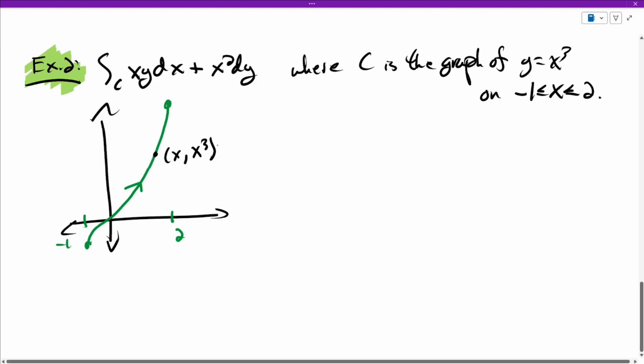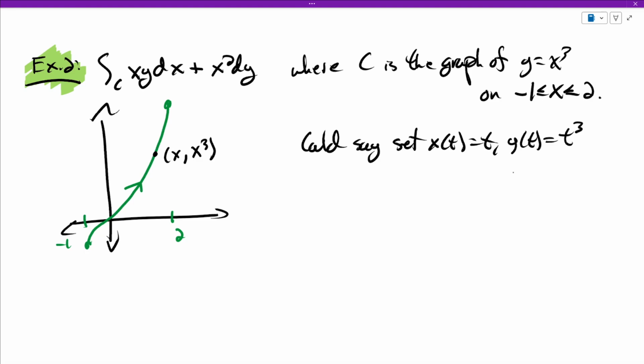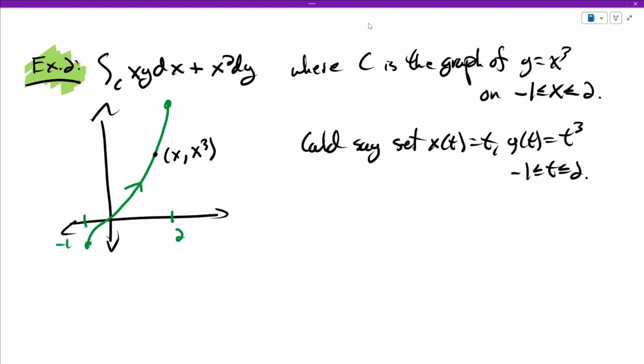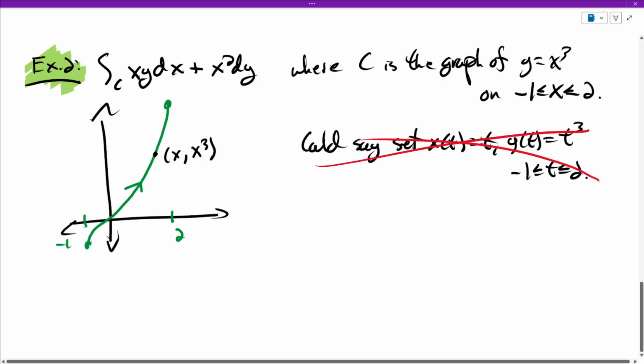So what we could do is set x of t to be t, and then y of t has to be what? Well, if the first guy is a t, the second guy has to be a t cubed. And what do the x values vary from? Well, they vary from -1 to 2, so t should vary from -1 to 2. So we could do that. We're not going to do that. It's okay to do that.